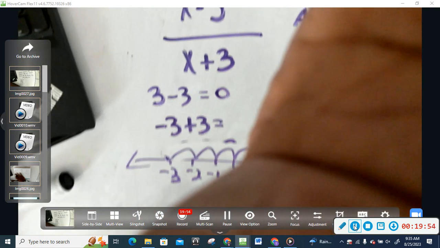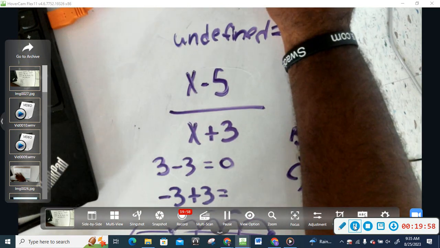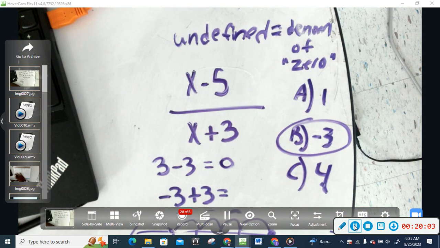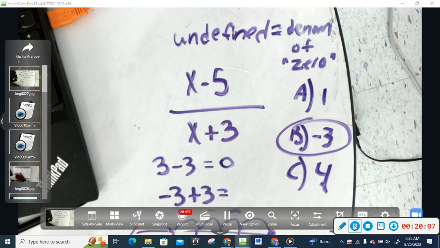So let's go back to the problem. The value that will make my denominator equal 0 will be this. And more times than not, you're just looking for the opposite of what's down here. That's pretty much going to be your answer. The only other times I've seen it, as I'll show you on this next problem, is a different way I've seen it.